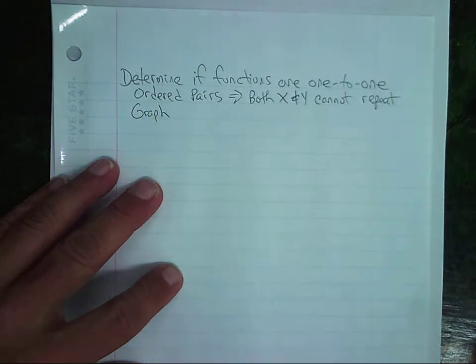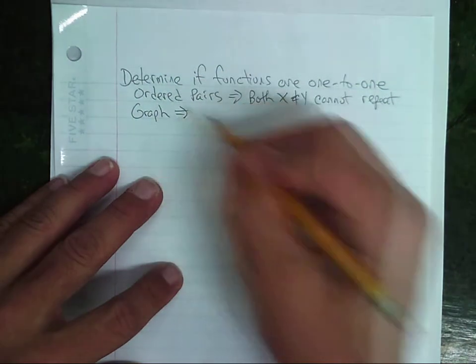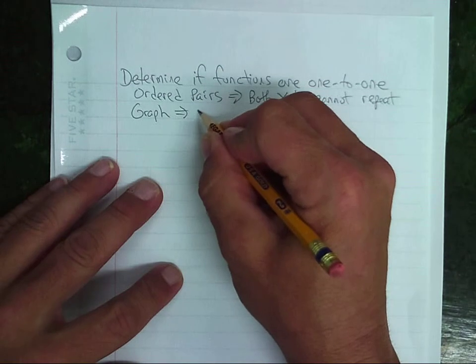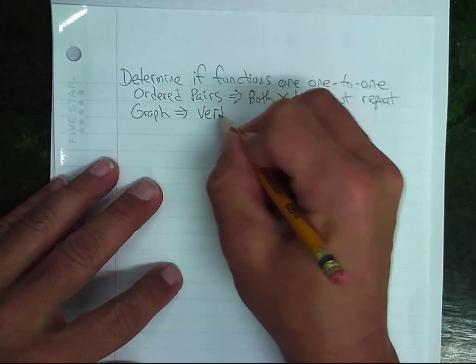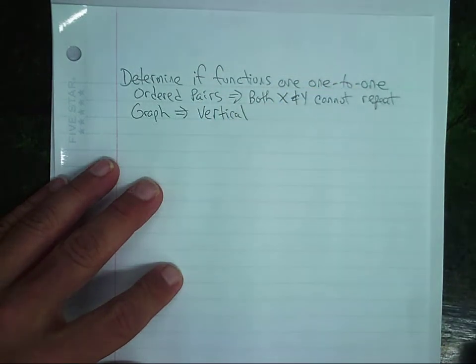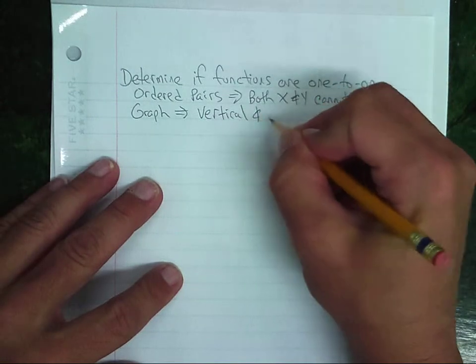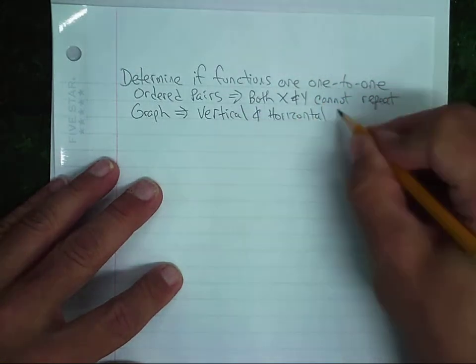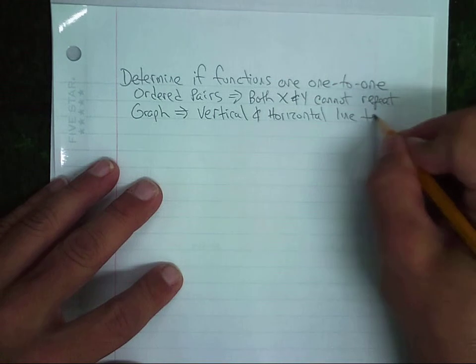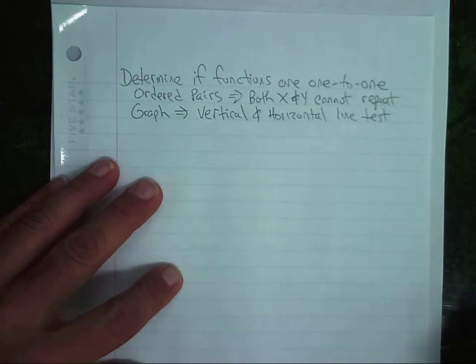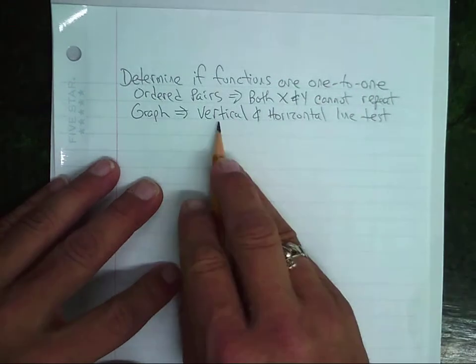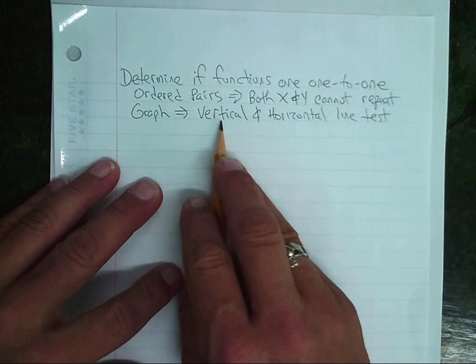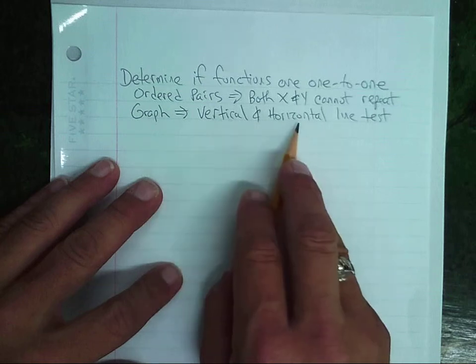On a graph, you must do a vertical and a horizontal line test. Again, when you first did functions, you did a vertical line test. But for it to be a one-to-one function, it has to pass both a vertical and a horizontal line test.